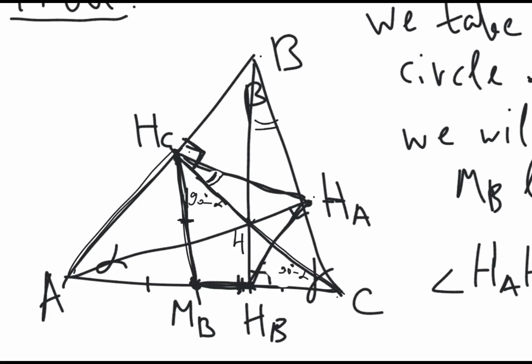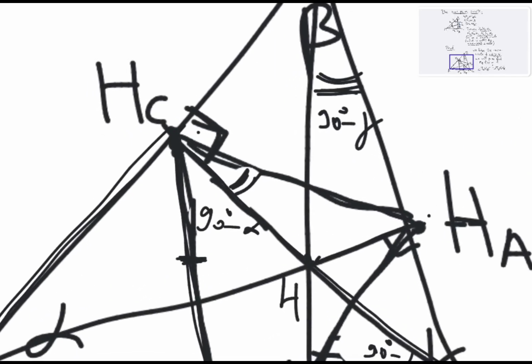Therefore, these two angles subtend the same arc HHA in the circumcircle of this quadrilateral, so these two angles are equal. So this angle is calculated as 90 degrees minus gamma from the right triangle BHBC, right? So therefore this angle is also the same, 90 degrees minus gamma.